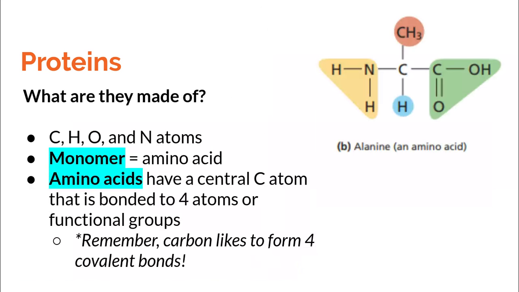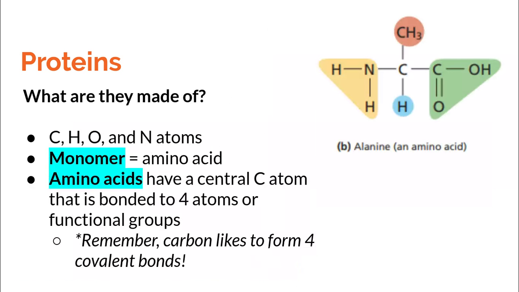Okay, and with every biomolecule, we have to talk about what it is made up of. What are the smaller parts, the atoms and the monomers, and then what do those monomers connect together to form? What types of polymers? So proteins are made of carbon, hydrogen, oxygen, and nitrogen atoms. And there's no ratio like there were for carbohydrates. They can be in different combinations. And a monomer of a protein is called an amino acid.